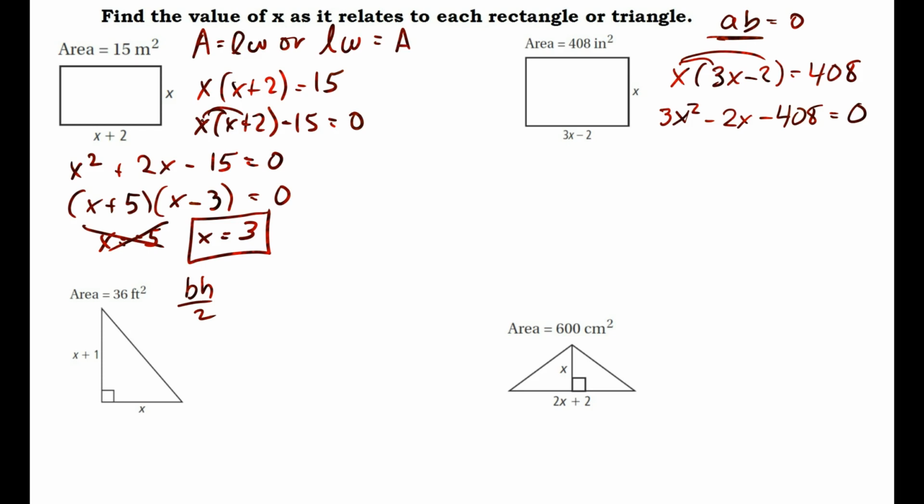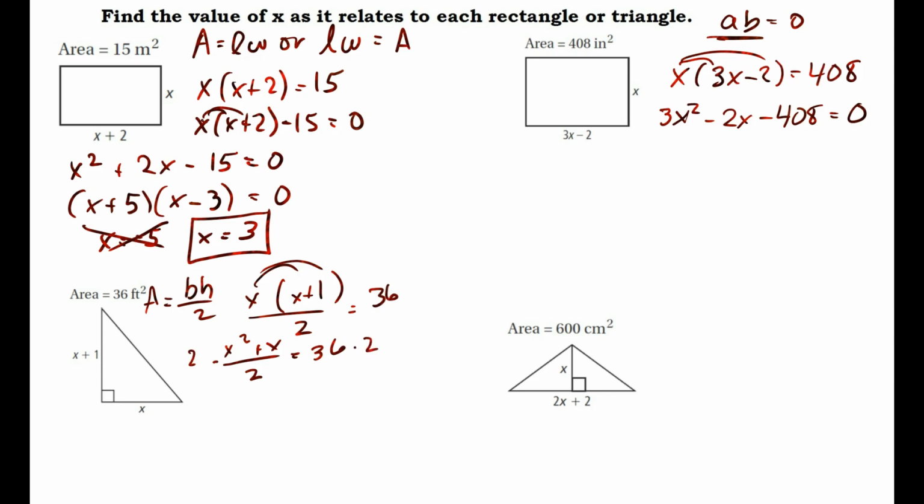So we take the base, which is x, times my height, which is x plus 1, and divide it by 2. And that will give me my area of 36. So we distribute, and we get x squared plus x divided by 2 is equal to 36. And now we need to multiply both sides by 2, right? So the 2 gets off the bottom. We get x squared plus x is equal to 36 times 2, which is 72.